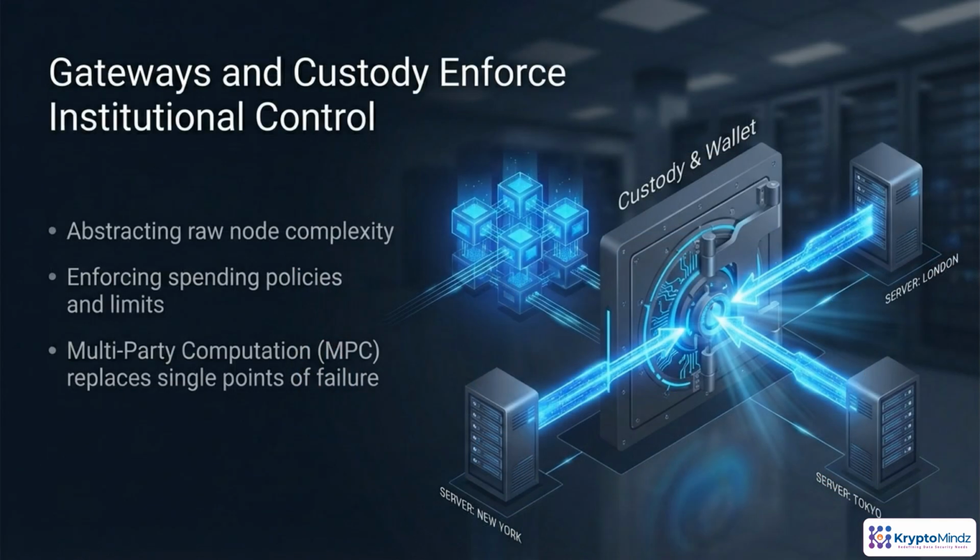When a bank uses blockchain, it rarely talks directly to the chain. Gateways and custody platforms sit in front, hiding raw node complexity and turning it into familiar controls. They enforce who can move what, when, and how much. With multi-party computation, no single device or person can move funds alone, sharply reducing single points of failure.